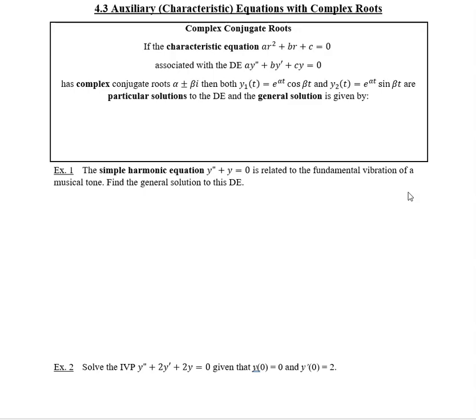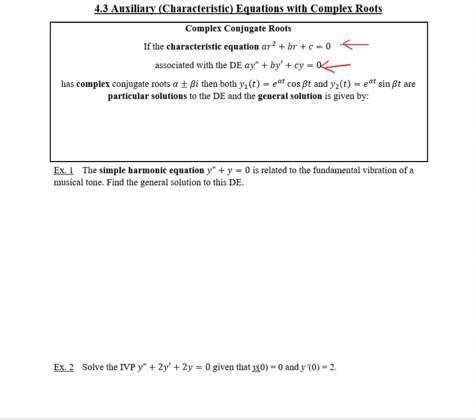So let's go through the process here. Remember the characteristic equation, if you have a differential equation in this format, then it has this associated characteristic equation, ar squared plus br plus c. If we solve that equation and we end up with complex conjugate roots, and we're going to call those alpha plus or minus beta i, then we know that y equals e to the alpha t cosine beta t and e to the alpha t sine beta t are going to be particular solutions.